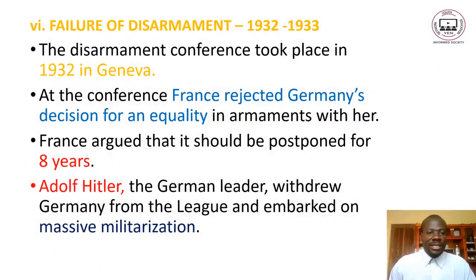The next one is the failure of disarmament. In 1932 to 1933, that is when there was the disarmament conference. This conference took place in Geneva, remember Geneva in Switzerland. At the conference there, France rejected Germany's demand for equality in armaments with her.